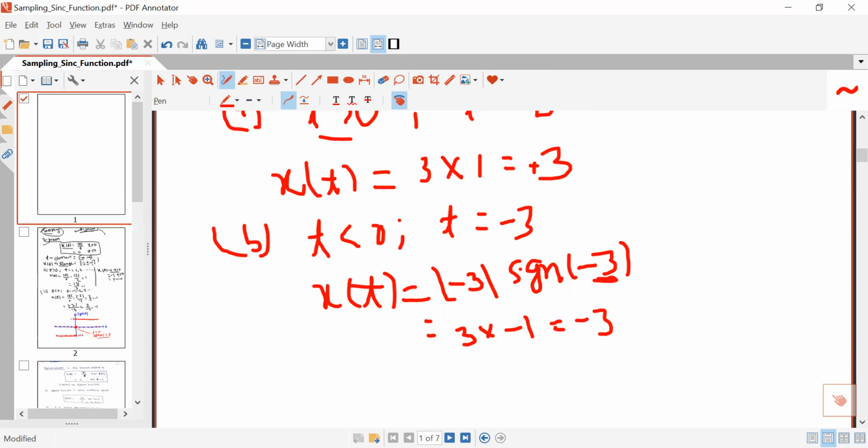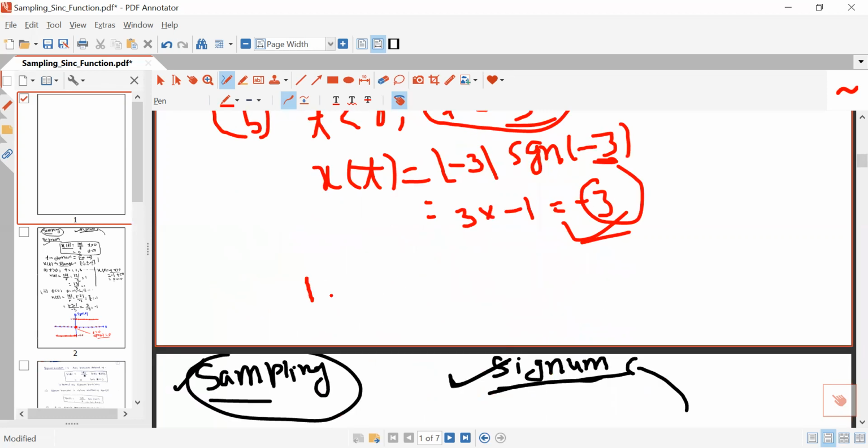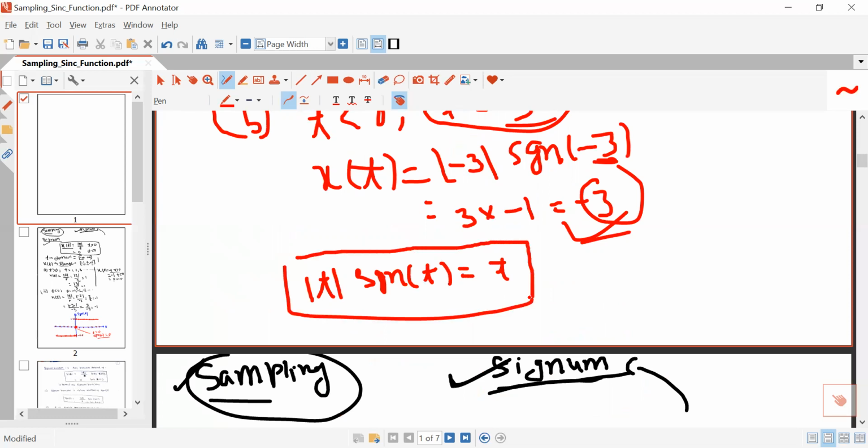So you can see here, if t is negative, the answer is same as the value of t which you have selected. If you have selected t equal to plus 3, so answer is also plus 3. If you are selecting t equal to minus 3, then answer is also minus 3. So in this way you can say the mod of t, signum t, will be equal to the value which you selected. If it is positive, then it will be positive. If it is negative, then it will be negative. So you can write mod of t signum t will be equal to t.